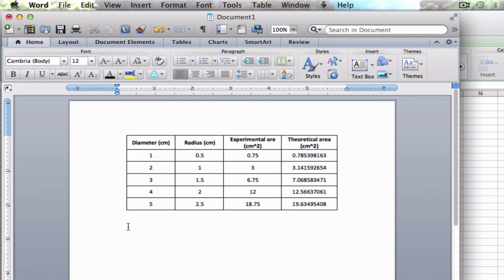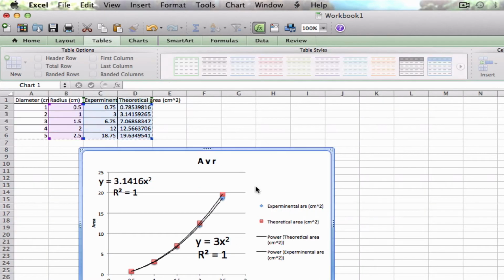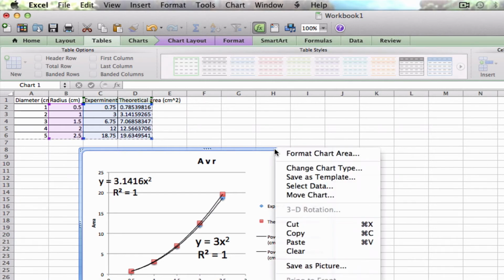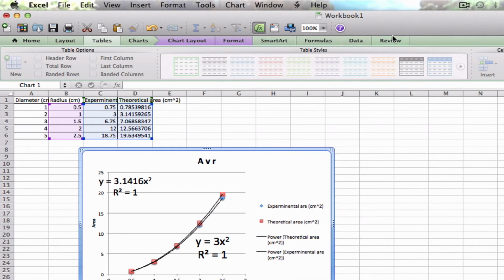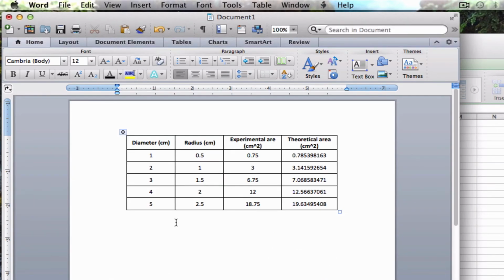I'm going to have to put a caption in here. And we'll go over how to do that, I think, in the next video. So the table's in here. Now I want to get the graph in here. I'm going to click on it. I'm going to hit copy. And I'm just going to paste that right in here too.